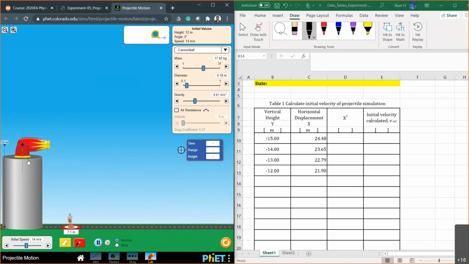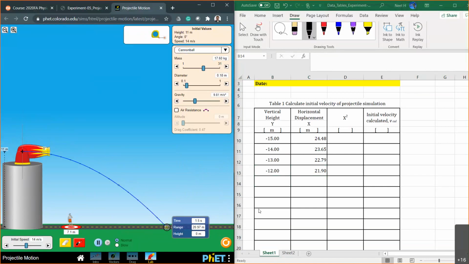Erase the path, then decrease by another 1 meter, fire the projectile. Measure the range: 20.97. Now I'm at negative 11. Range is 20.97.